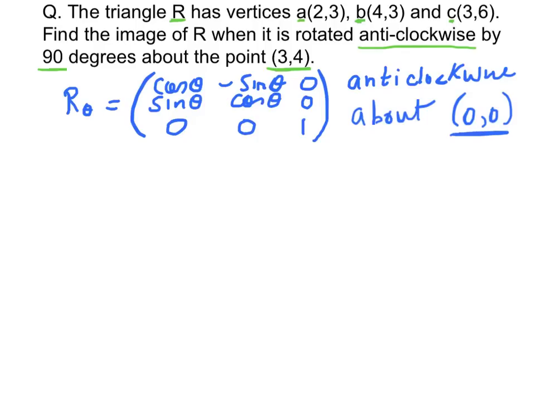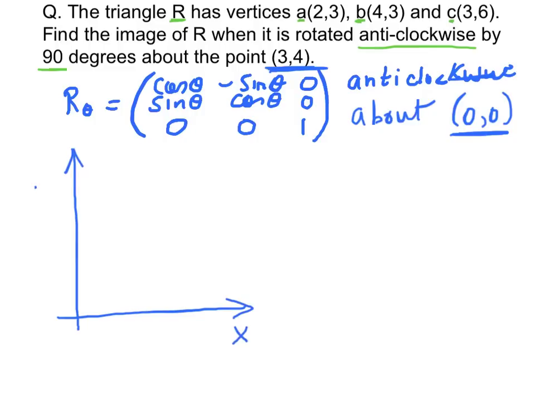And in our question, we're asked to rotate the triangle about a point 3, 4. So how do we overcome this difficulty? Let me first create a visual of the problem by drawing the triangle in our Cartesian plane.